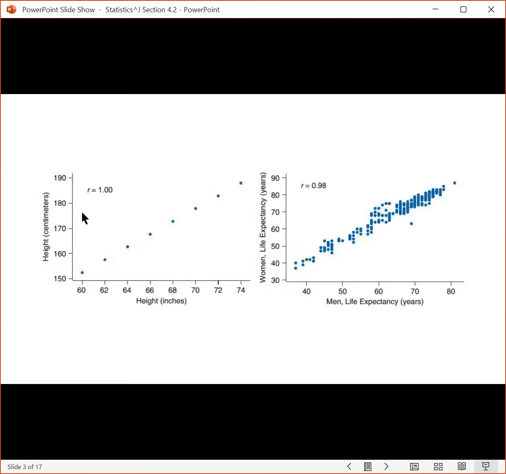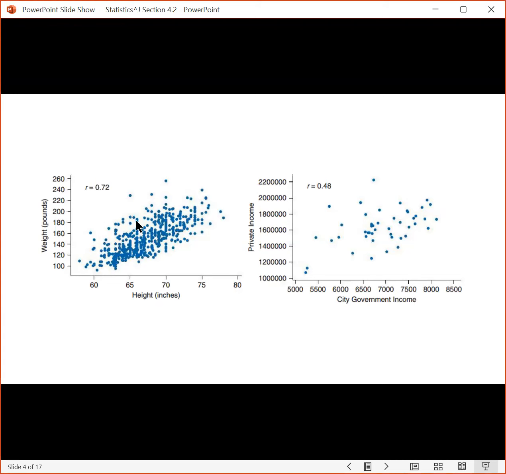All right, so this is what a +1 correlation coefficient looks like. Every single point from the scatter plot is perfectly on the line itself. Meanwhile, at 0.98, you can see that the points are not all on the line, but they are very closely clustered around the line.